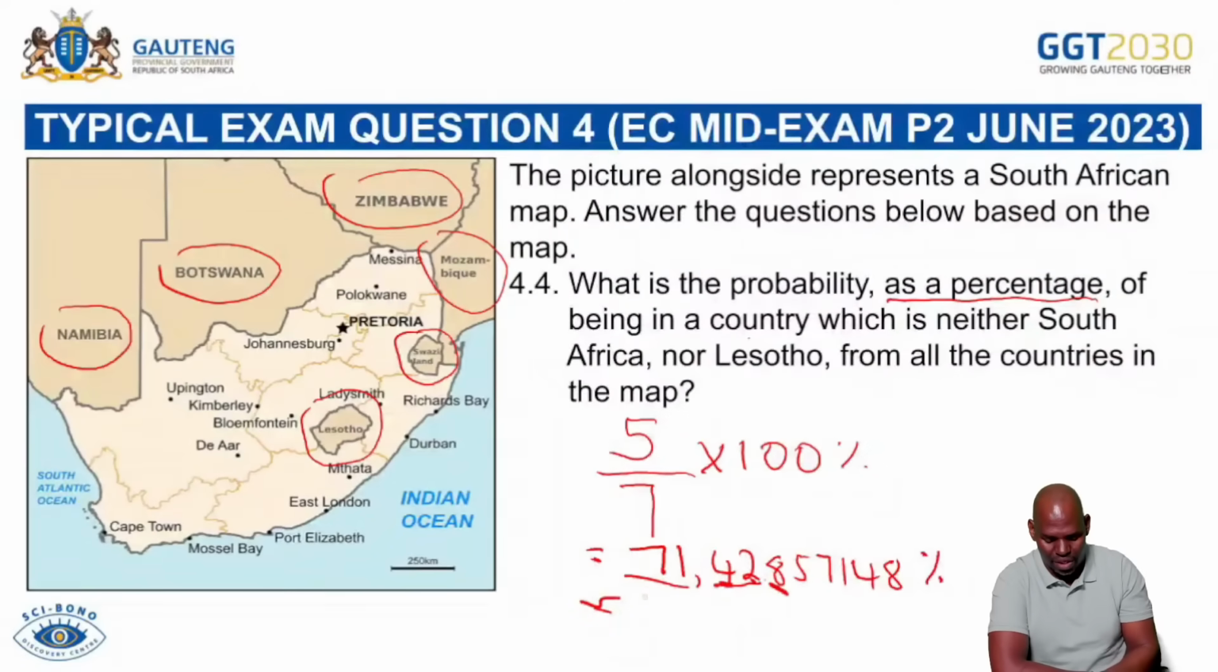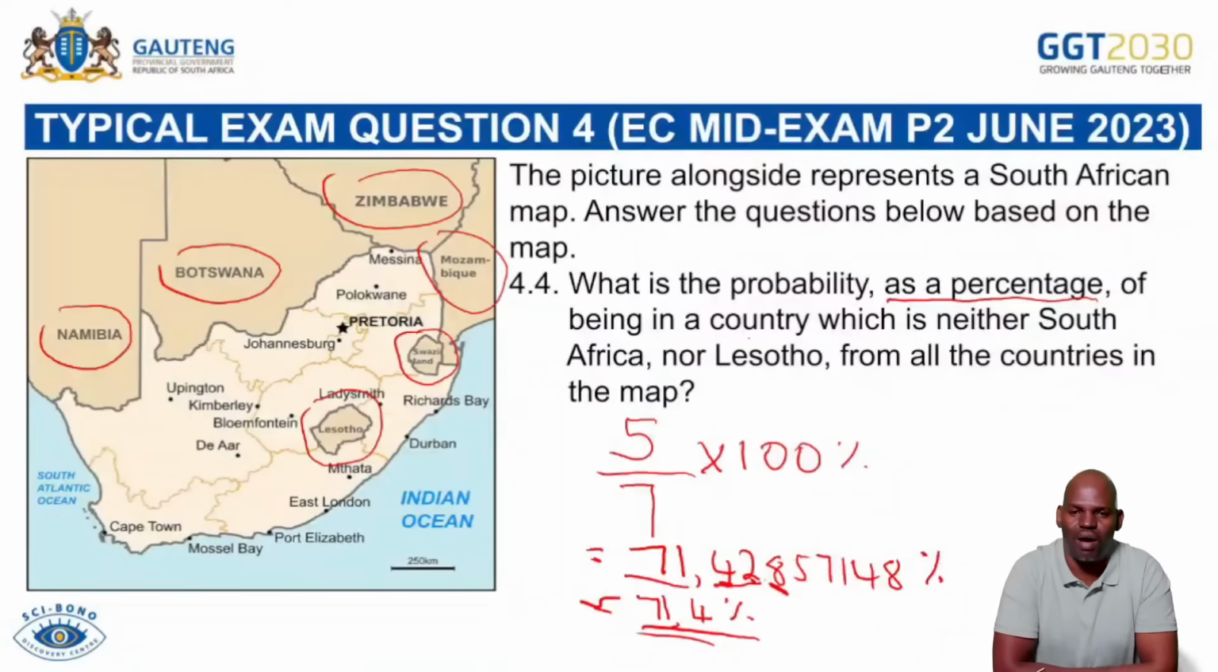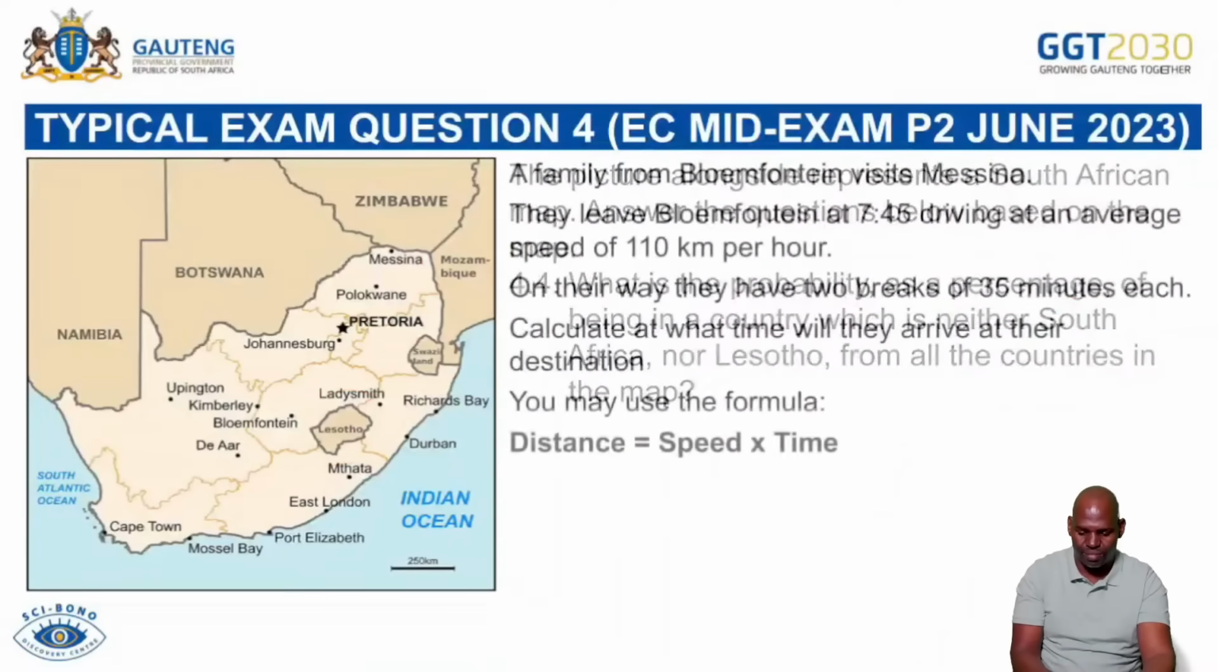Okay, but in this case, we can just round it off to one decimal place. That is 71,4%. Okay, the examiner didn't specify the rounding, so first write down the original answer and then you can round off after that.